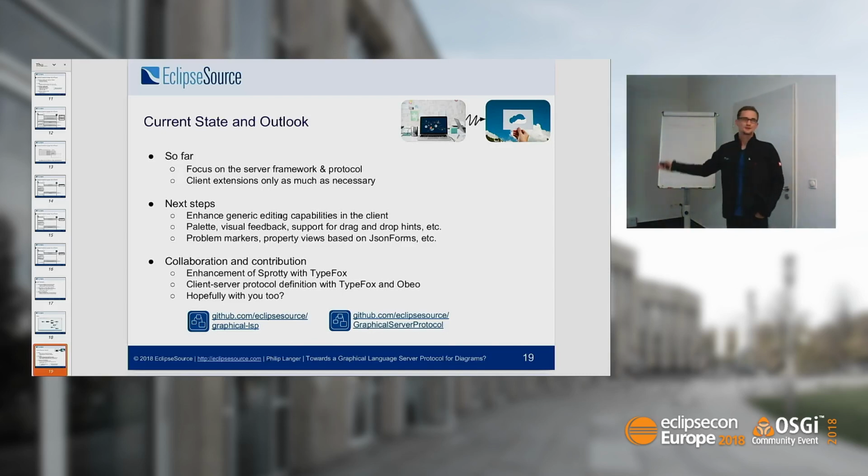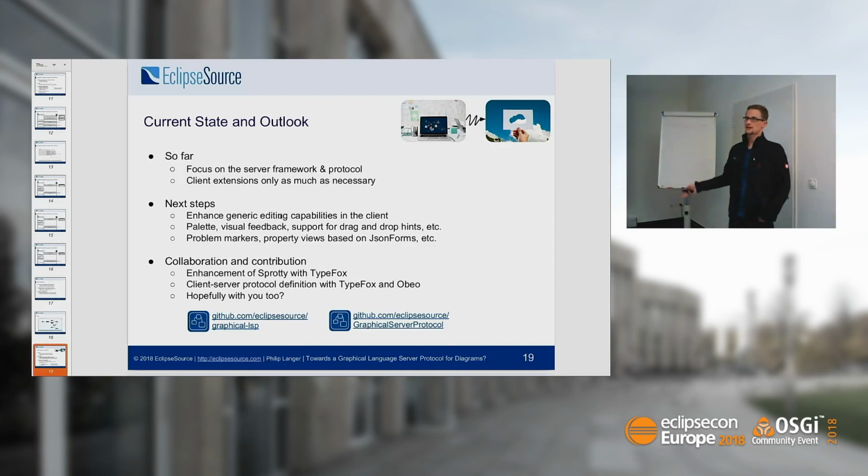For instance, you saw the palette is just a menu, right? That's not something you would usually want. Also, there is no proper visual feedback, for instance when you draw a connection, stuff like that. We want to improve the support for drag and drop hints, and introduce problem markers, because that's only available in the protocol but not really implemented yet. And finally, we also want to integrate or provide property views. For that, we want to use JSON Forms.